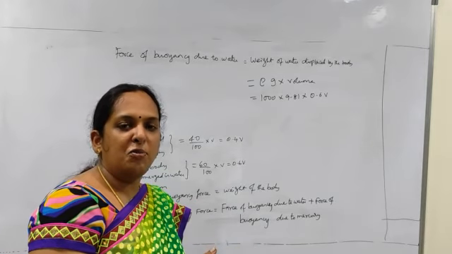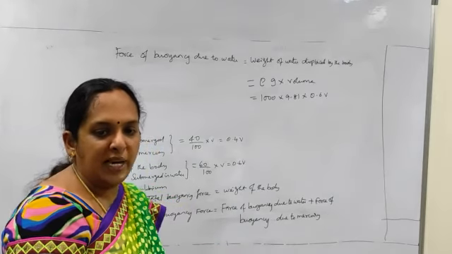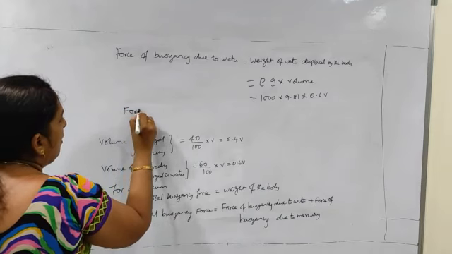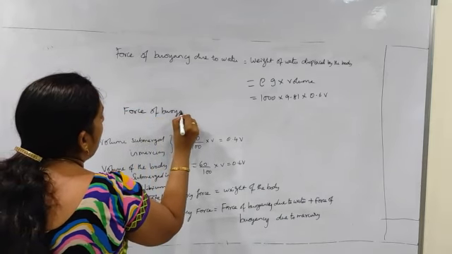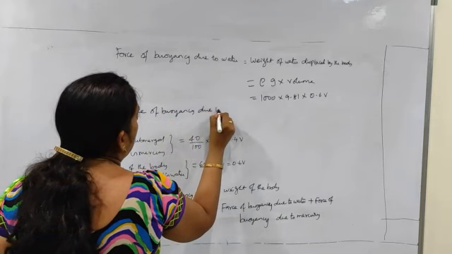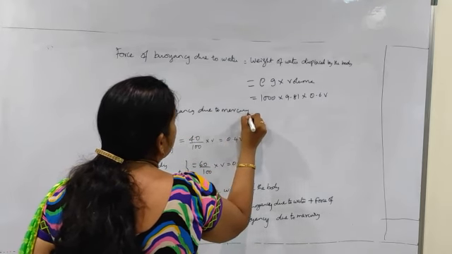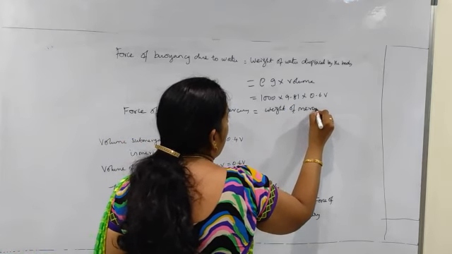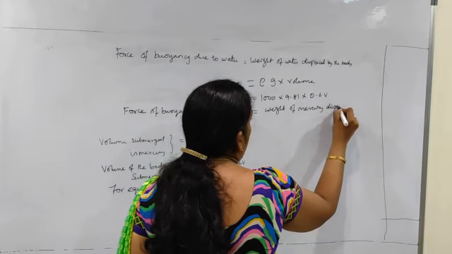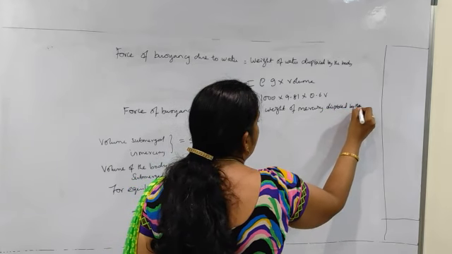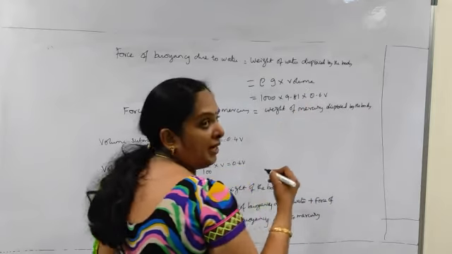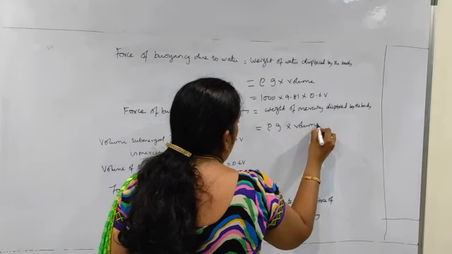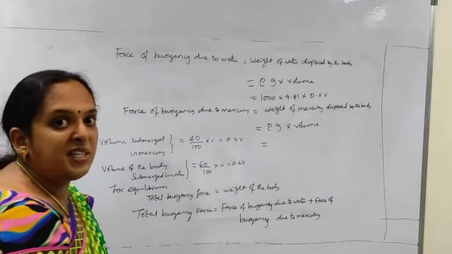Similarly, we have to find out the force of buoyancy due to mercury. The same thing, but here the value will be changed. So here I am just writing out the force of buoyancy due to mercury. The formula is the same, that is the weight of the fluid displaced, but it is not the weight of water, here it is the weight of the mercury that is displaced by the body. Why? Because the body is within the interface of water and mercury. So here it is rho into G into volume, but rho here is the density of mercury.